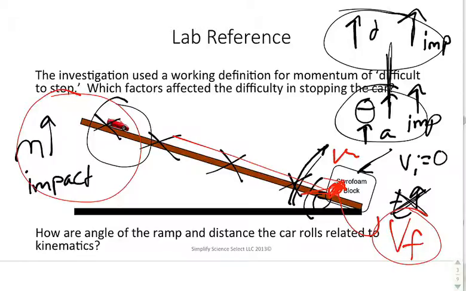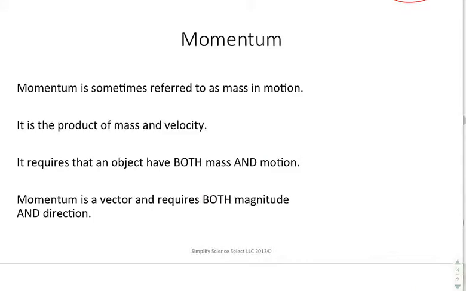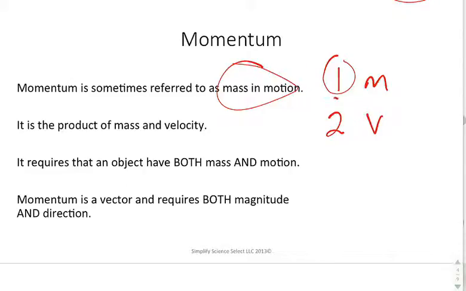Now, this impact term is actually what we talk about as momentum. Momentum is sometimes referred to as mass in motion, so it requires two things. Number one, it must have mass. That's not a hard thing. Everything that we talk about has mass, from an atom all the way up to a universe. The other key thing is that it's mass in motion. Whenever it's in motion, it must have some sort of velocity. If you have mass and you have velocity, then you have momentum.